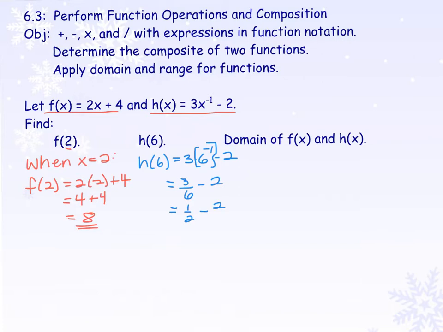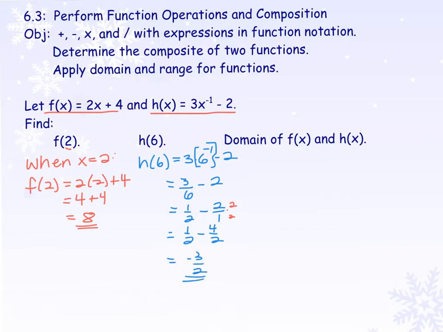Minus 2, you'd want to get a common denominator, so I'll put that 2 over 1. A common denominator of 1 and 2 is 2. I can just change my second fraction by multiplying top and bottom by 2. This would give us 1/2 minus 4/2. And 1 minus 4 would become negative 3. And we end up with negative 3 over 2.